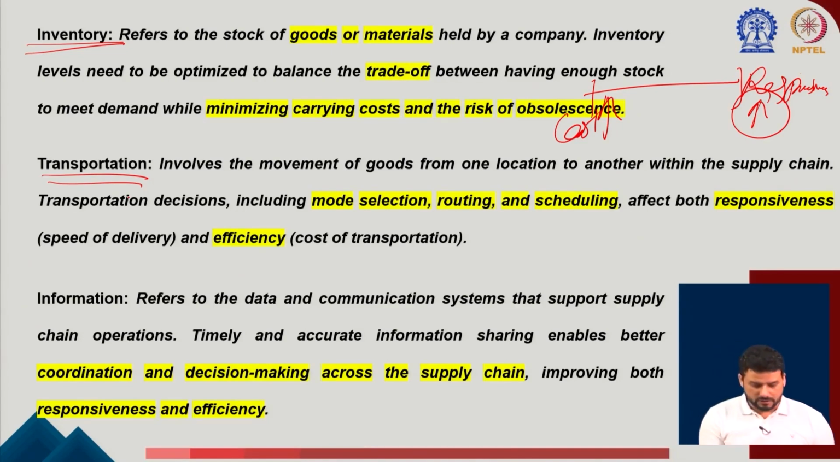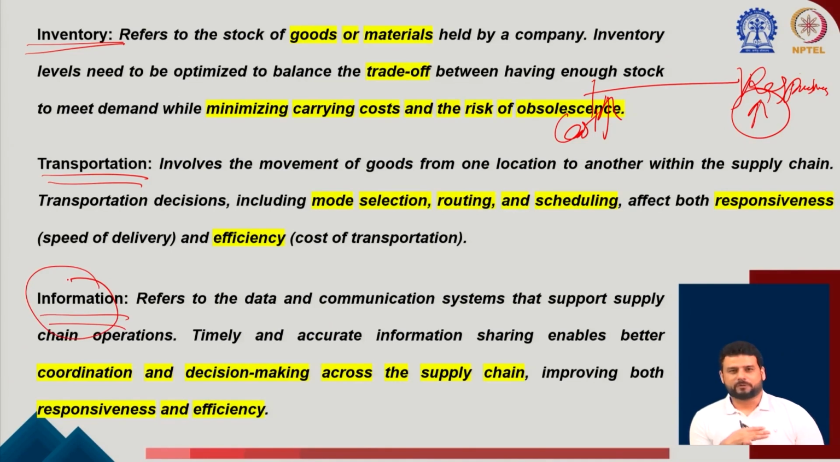Then information. This is a kind of driver which will affect the performance of all the other drivers. When you need to ship the product, that information should be shared quickly: how much you need to ship, how much inventory you need to keep, where you should store it in the warehouse, and how much you need to source from the raw material supplier.